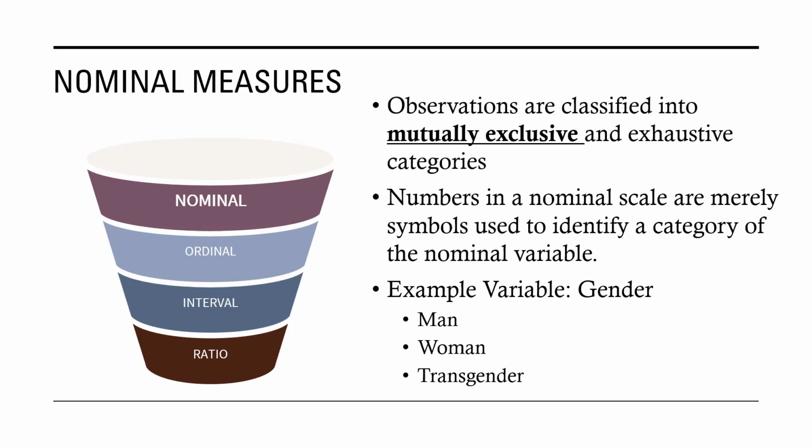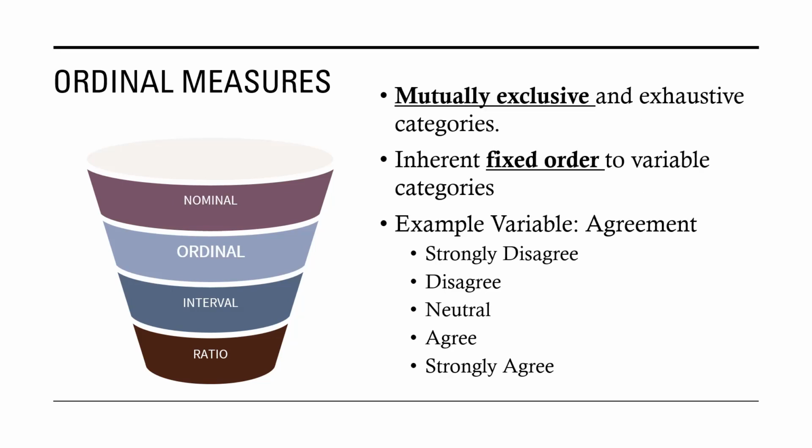Sometimes on nominal level of measurement variables, you can see numbers associated with these. So sometimes a researcher may assign 1 to man, 2 to woman, and 3 to transgender. But these are just used to identify categories. They're merely symbols, and the numbers really don't mean anything. So look at the values, what they mean, and that'll help you to determine that these are just mutually exclusive value categories. The next level of measurement is ordinal.